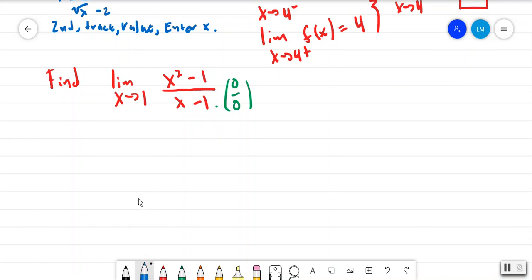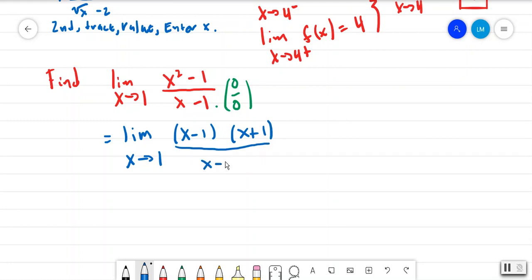Well, another way that we can do this is that we can just rewrite it. So we have the limit as x approaches 1 of x minus 1 multiplied by x plus 1, divided by x minus 1. But what does this do for us? This tells us that we can actually just cancel out stuff. So we have that cancels out.